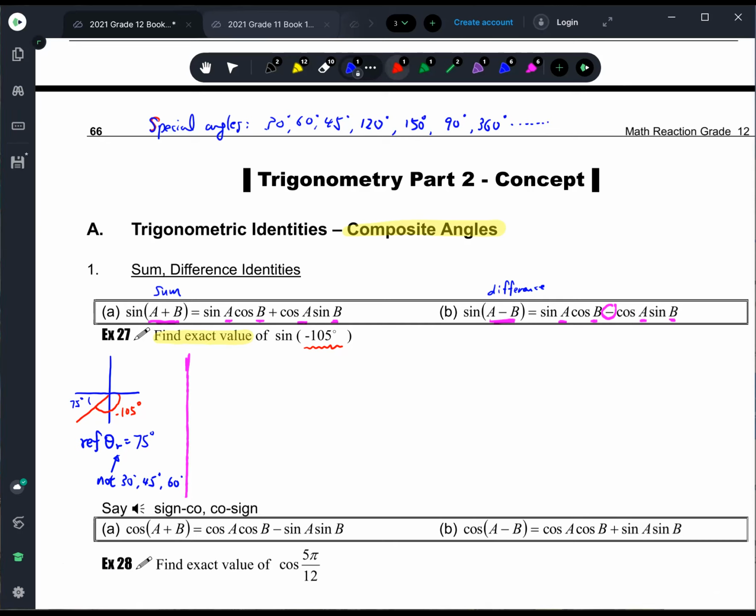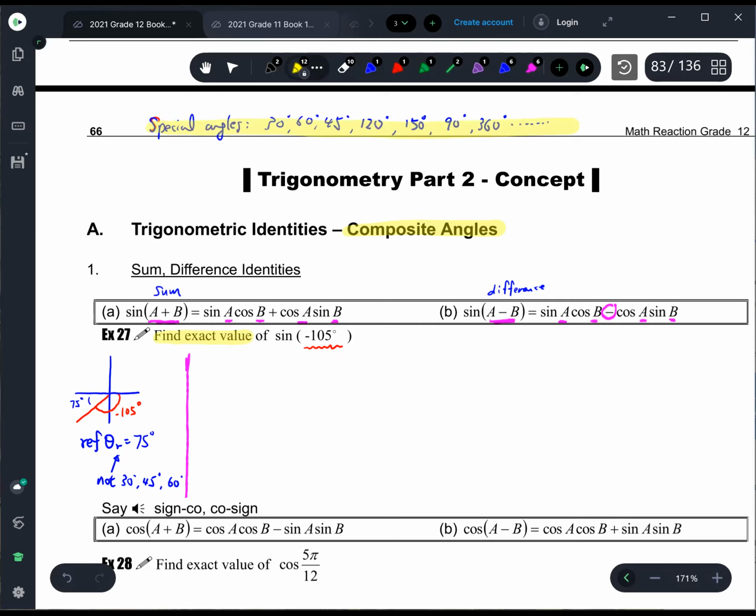So you pick from here, okay? Pick from this infinite list. Pick two angles, you either add them or subtract them to make -105. If you found the two angles that could work, please raise your hand. Okay, pick two special angles. You either add them or subtract them to make -105.